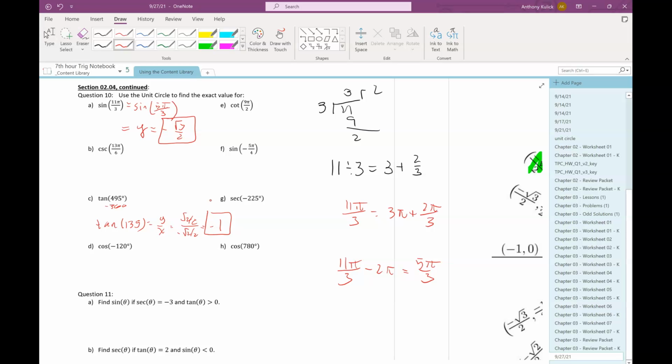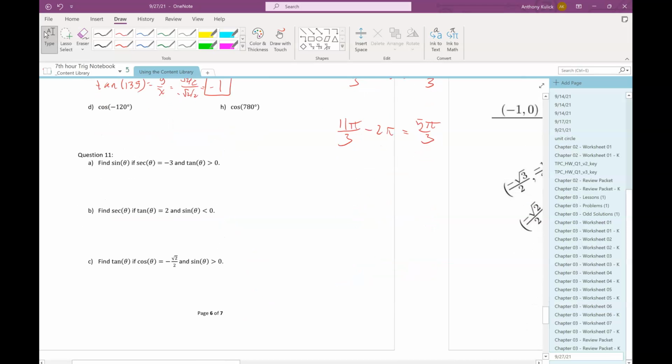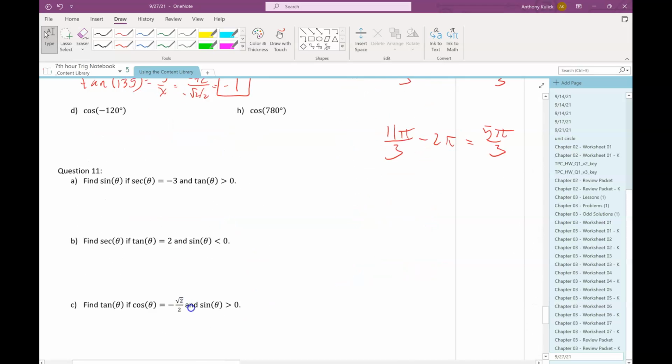Along with here, can we do one row below it? Cosine of 120 or negative 120? No, the question 11. Oh, sure. Those are the drawing ones.